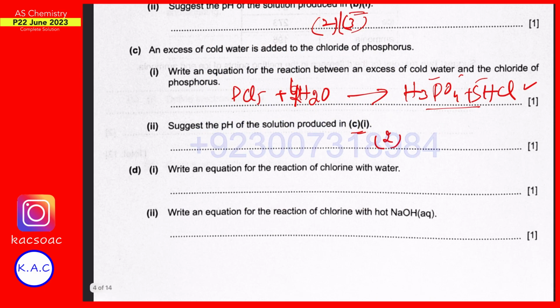Write an equation for the reaction of chlorine with water. When chlorine is allowed to react with H2O, it makes two acids. Number 1 HCl, number 2 HClO. And this is the balanced equation.